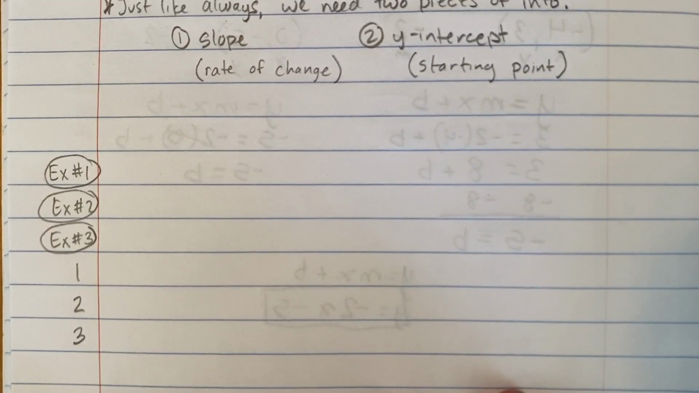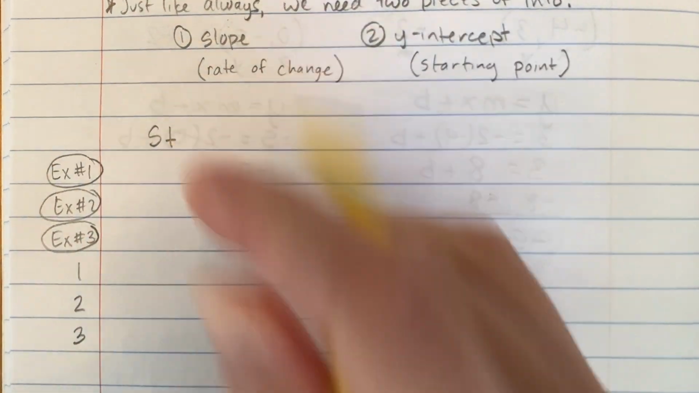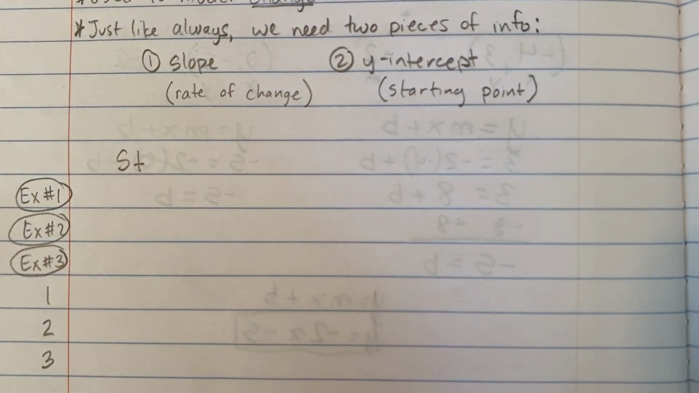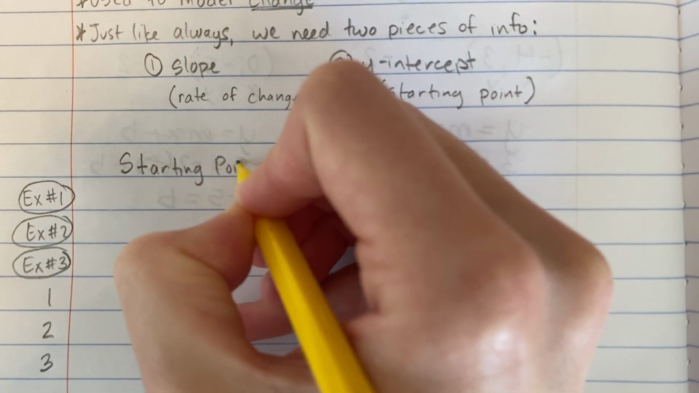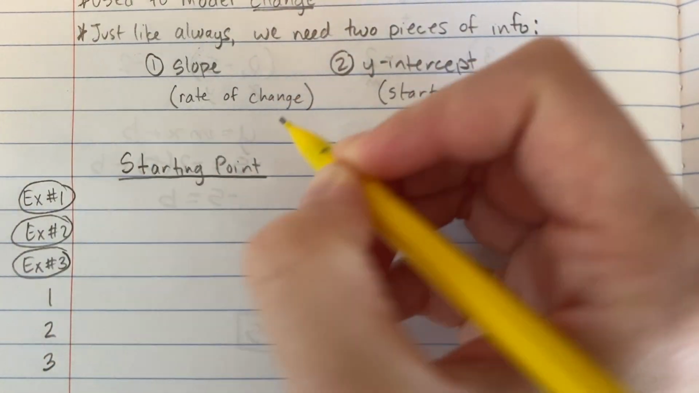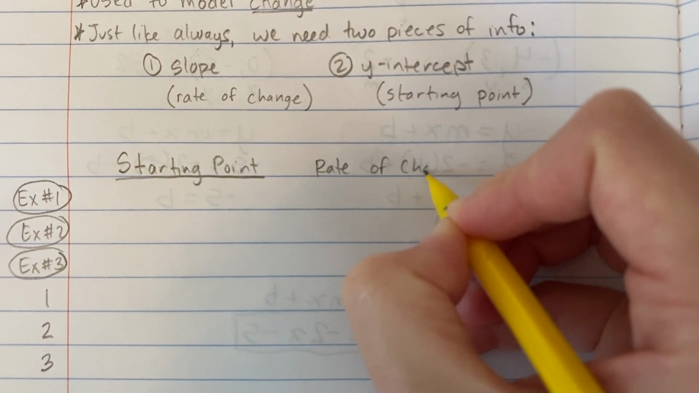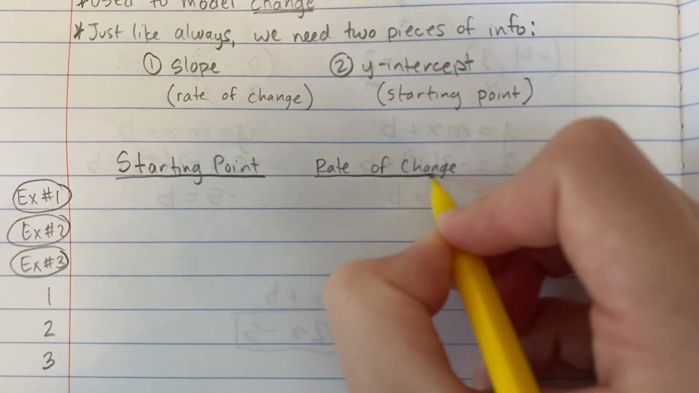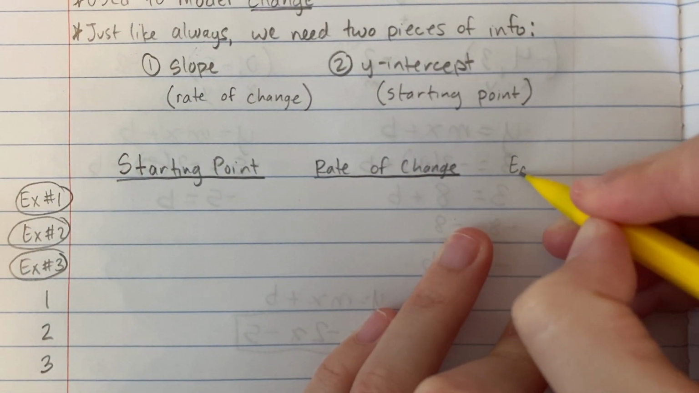So just go ahead and set up your paper like this. You're going to write, look, I'm making a table, so I'm making some column headings here. You're going to write starting point. That's what we're going to be looking for. You're going to write rate of change. That's the other thing we're going to be looking for. And then once we have those two pieces, we're going to be able to write the equation.